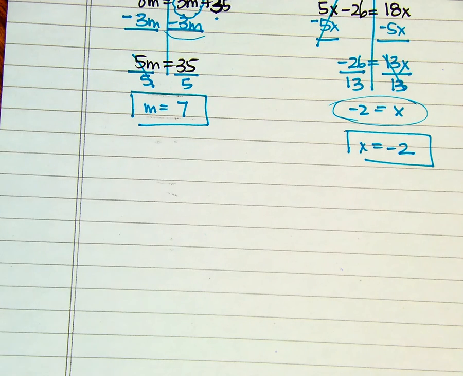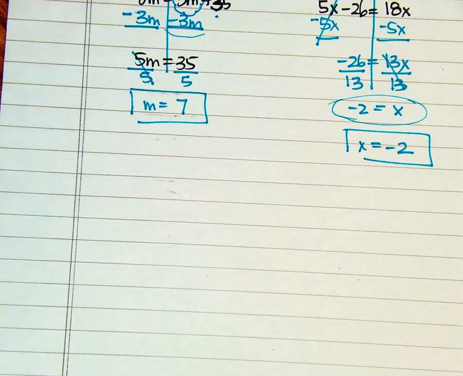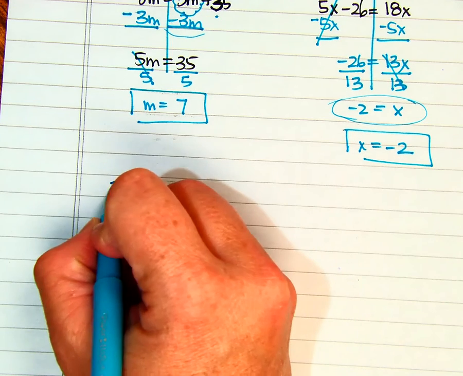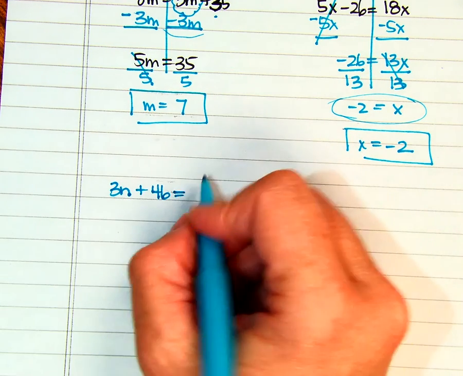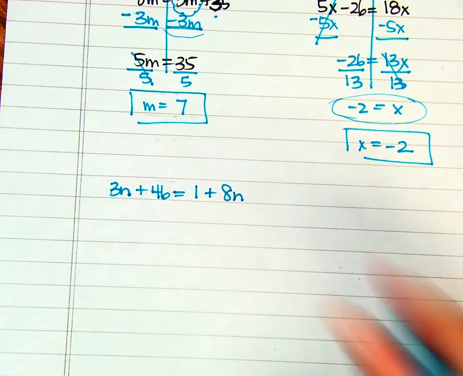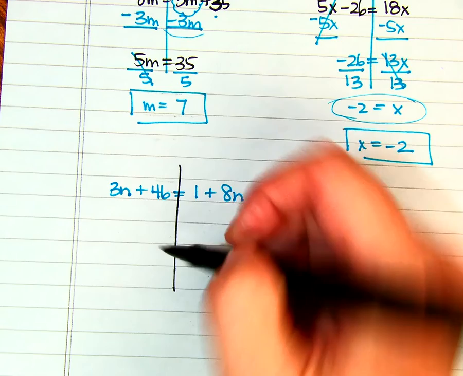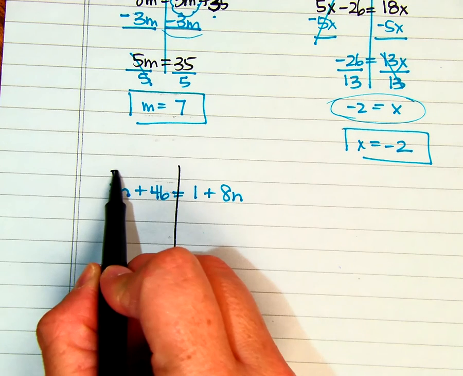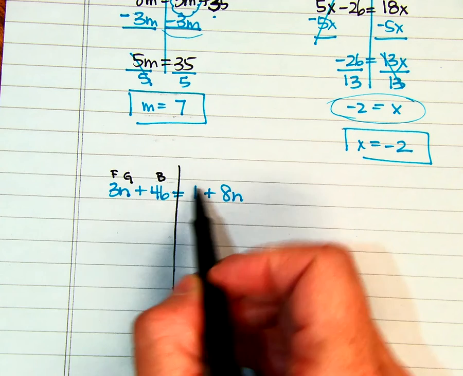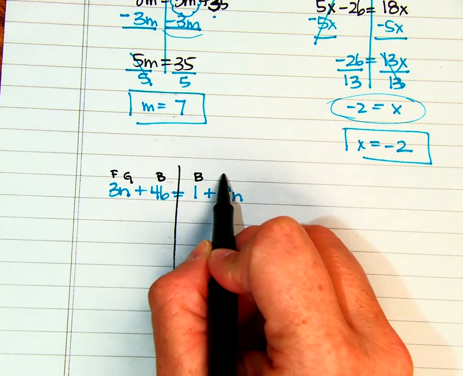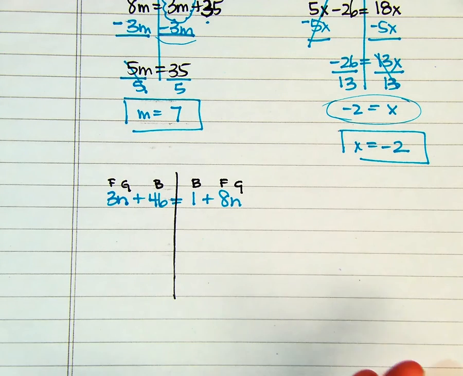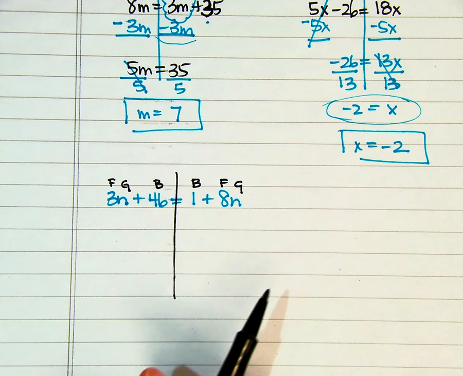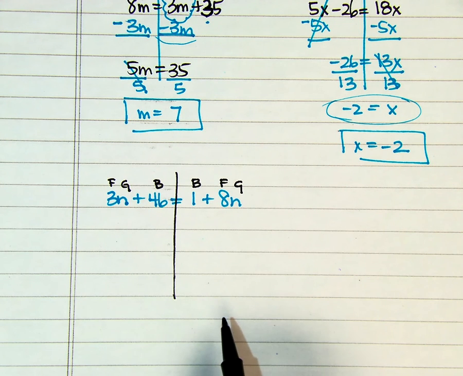Let's do one where we have bad guys and good guys. So we have 3n plus 46 equals 1 plus 8n. I have friends, good guy, bad guy, friend, and my variable is always a good guy. It doesn't matter what you do first as long as you still end up with all of your bad guys on one side and all of your friends and good guys on the other side.